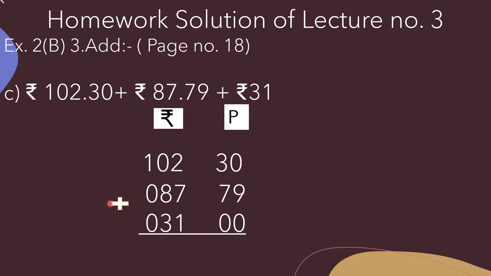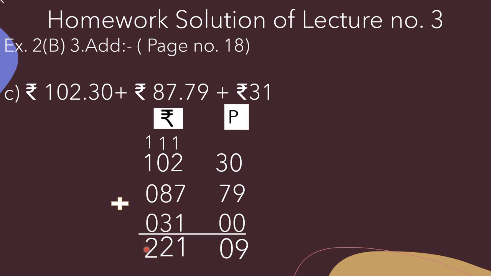Now we have to add. So let's start from our right hand side. So here it is given 0 plus 9 plus 0, that is equal to 9. 3 plus 7, that is equal to 10. 10 plus 0, 10. So here we will write 0 and 1 will be carry over in rupees. Now 1 plus 2, 3. 3 plus 7, 10. 10 plus 1, 11. So here we will write 1 and 1 will be carry over. Now 1 plus 0, 1. 1 plus 8, 9. 9 plus 3, 12. So here we will write 2 and 1 will be carry over. Now 1 plus 1, 2, 2 plus 0, 2, 2 plus 0, 2.